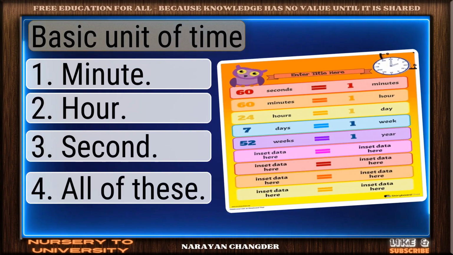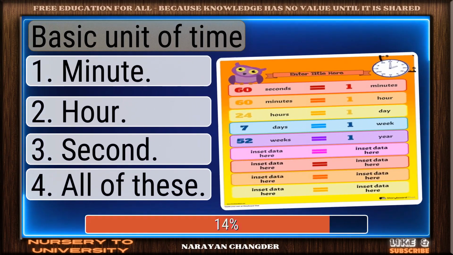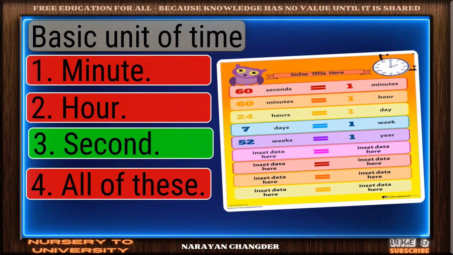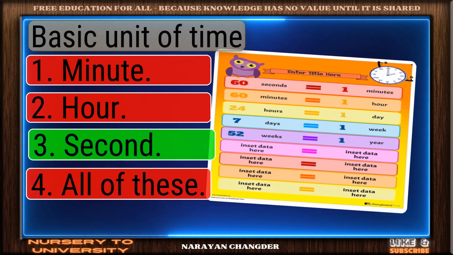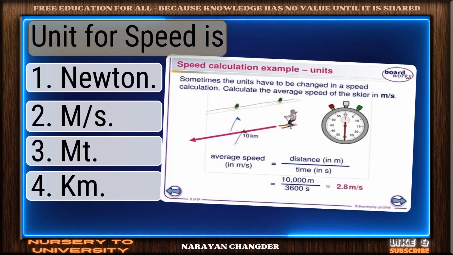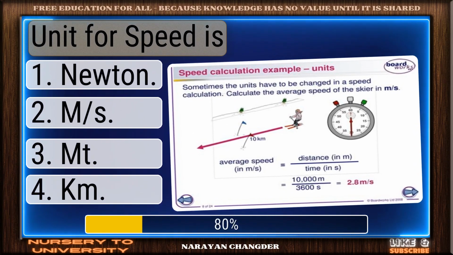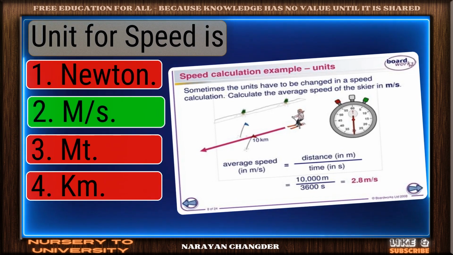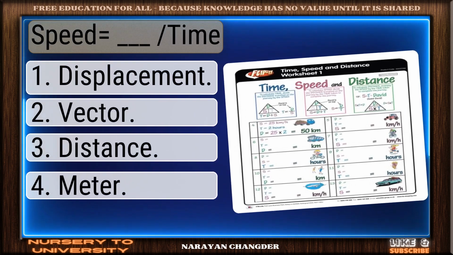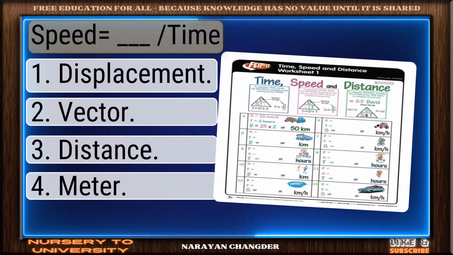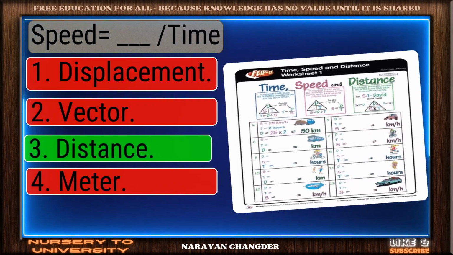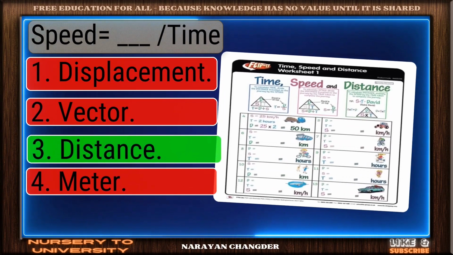Question number 282. Basic unit of time. Well picked. Second is the correct answer. Question number 283. Unit for speed is. Nice work. You chose m/s and it is correct. Question number 284. Speed equal to dash over time. You got it. Your choice distance is right.